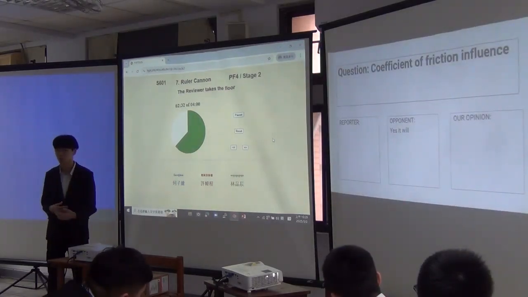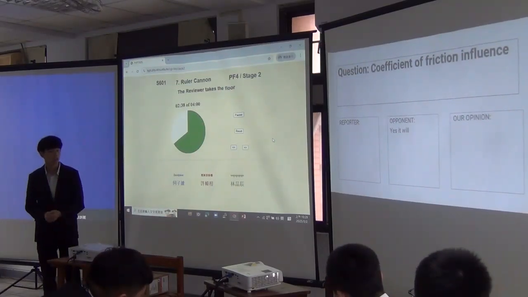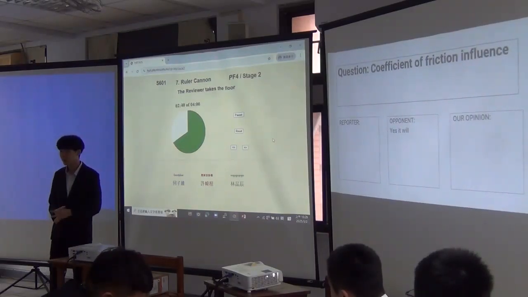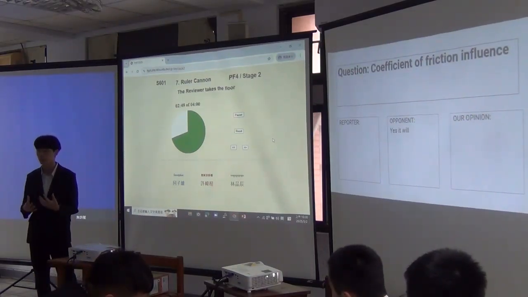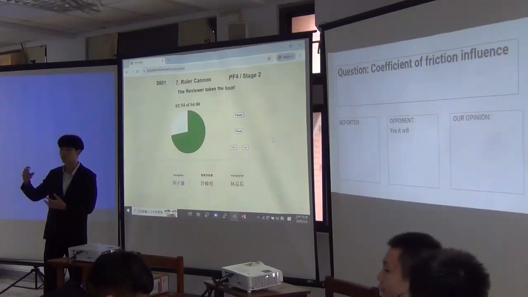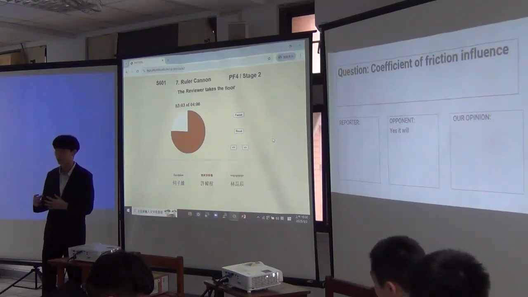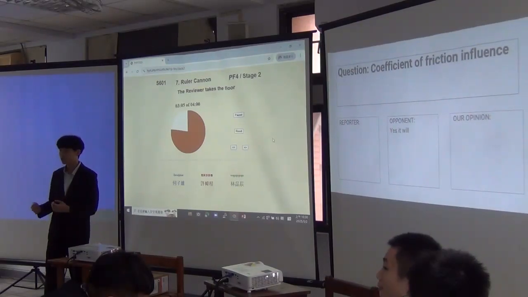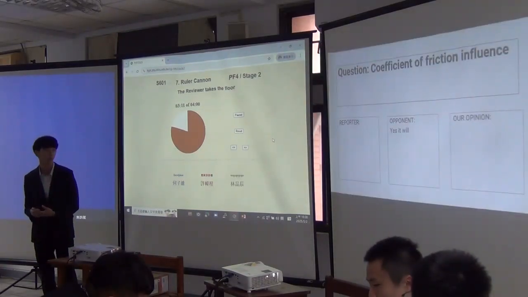So next, I'm going to talk about the discussion that involved both of them. First, I asked about the coefficient of friction's influence on the experiment. In the reporter's presentation, he says that whenever the coefficient of friction increases, the velocity will decrease. However, he also mentions that the reason the system can store energy is because there's friction. In our opinion, there's a boundary condition between the friction threshold and the velocity when the ball is ejected. A bigger friction threshold can actually store more energy in the system, so it can increase the ejection velocity. However, if the friction threshold is large enough, it will prevent the ball from launching.